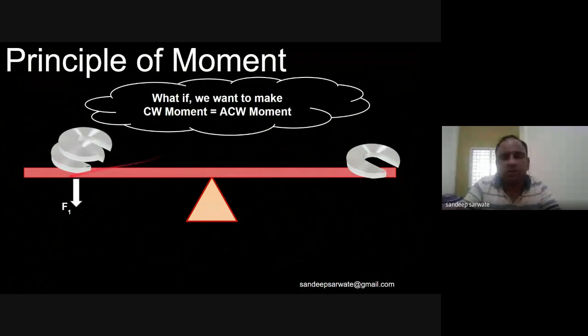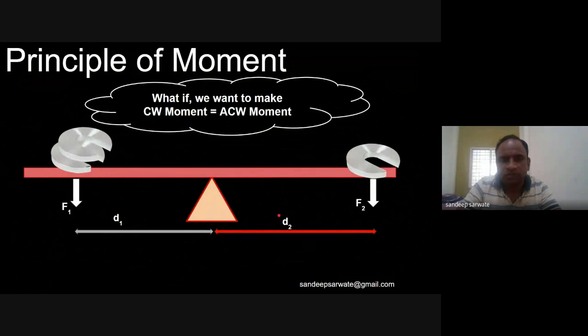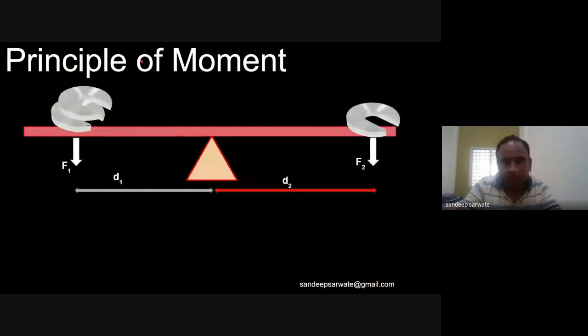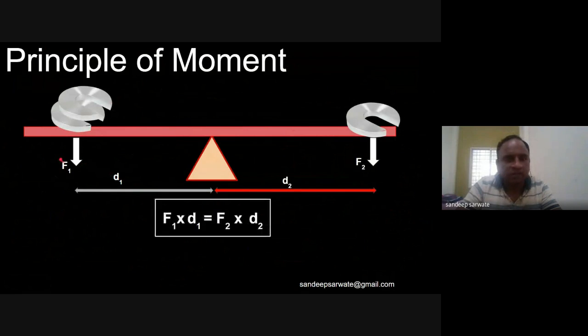To understand that, let us consider the magnitude of this force is F1, which is acting at a distance d1 from the fulcrum, and the magnitude of this force is F2, which is acting at a distance d2 from the fulcrum. So d1 and d2 are respectively the moment arms for these forces F1 and F2. Then, according to the principle of moments, to balance this rod under this given condition, the product F1 d1 should be equal to F2 d2. So F1 d1 is the moment produced by force F1, and F2 d2 is the moment produced by force F2.